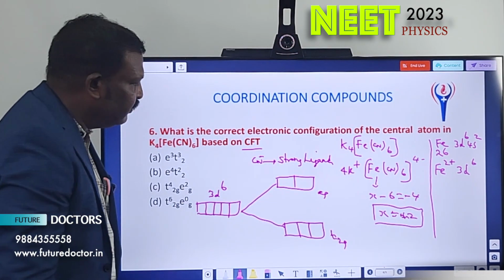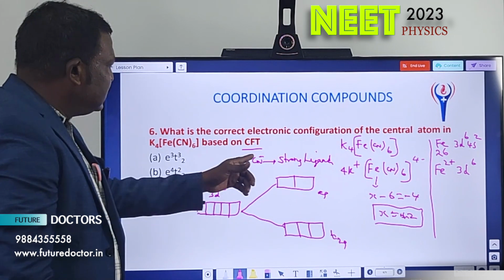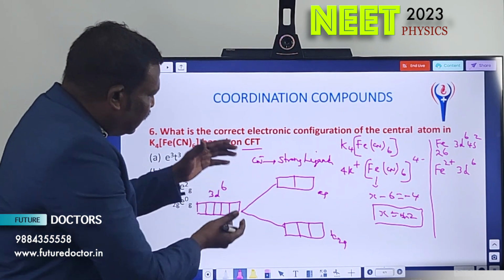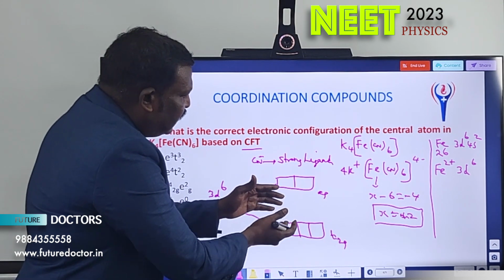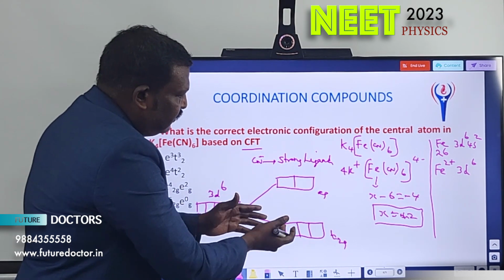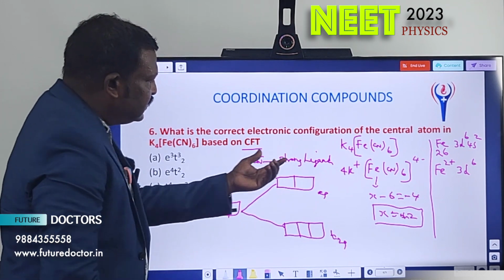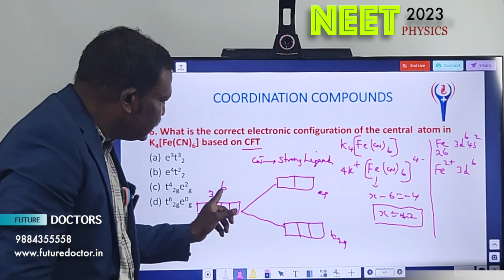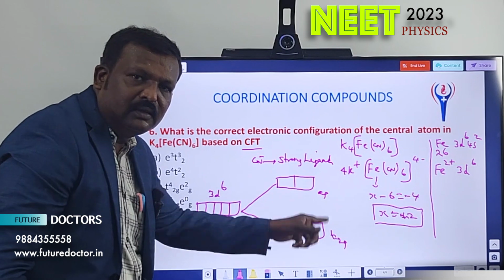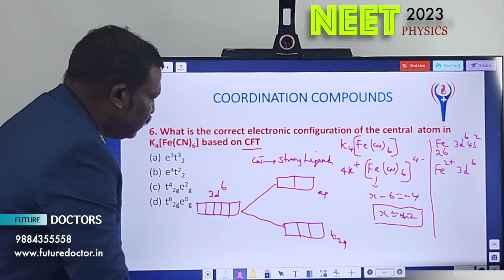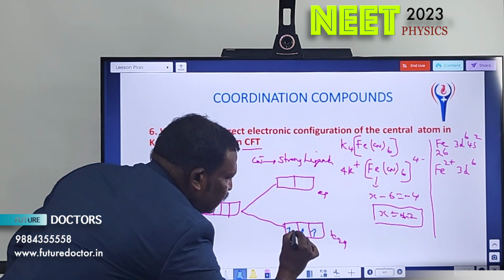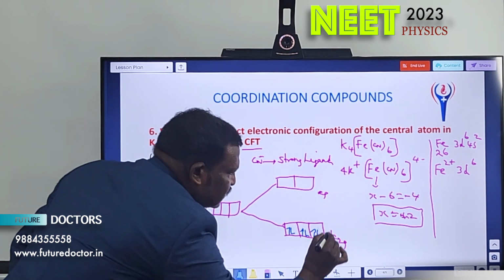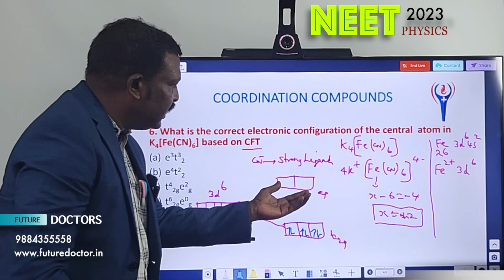3d6. But CN is a strong ligand. Strong ligand means all the 6 electrons are going to pair here only. If you have a weak ligand, you can put electrons here also. But since it's a strong ligand, all the 6 electrons pair here only. So how to put the 6 electrons? 1, 2, 3, 4, 5, 6. Understood? So here, no electron.